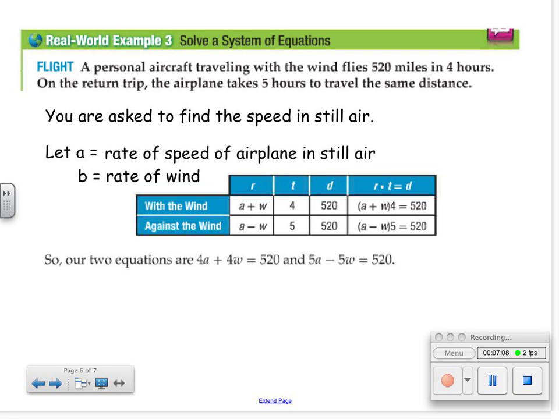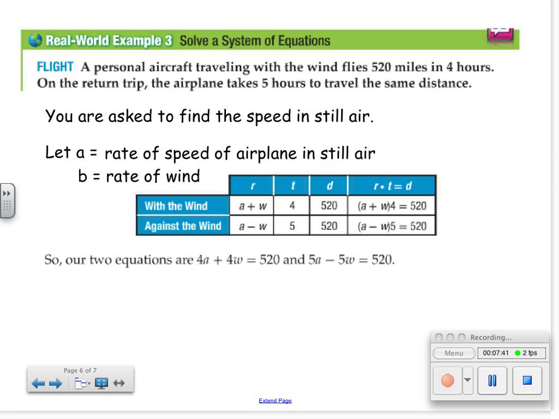Okay, here we have our real-life example. A personal aircraft traveling with the winds flies 520 miles in 4 hours. On a return trip, the airplane takes 5 hours to travel the same distance. So on the way there, it's traveling with the wind. On the return flight, it's not going to have the wind, right? So part of this problem got cut out.